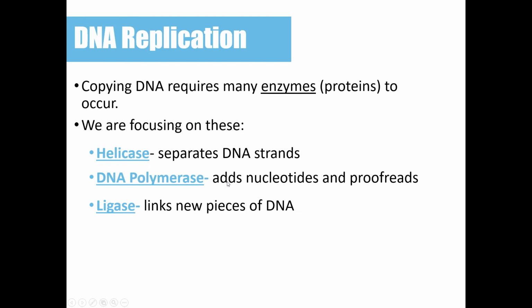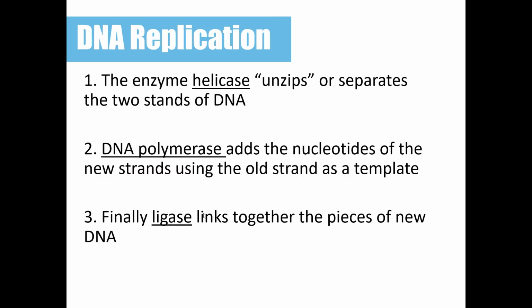And then DNA polymerase is going to be responsible for adding nucleotides. It's like the builder. So as DNA replicates, it will build a new strand of DNA by adding nucleotides. Now, DNA polymerase is also going to proofread, which is really important. We're going to talk about in our mutation lesson later in the unit the process of proofreading and what happens if DNA polymerase misses something. And then we have the enzyme ligase, which is going to link together those new pieces of DNA.